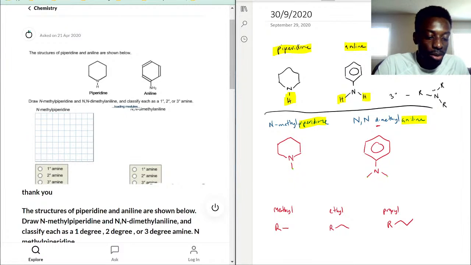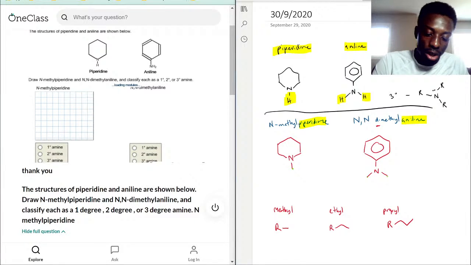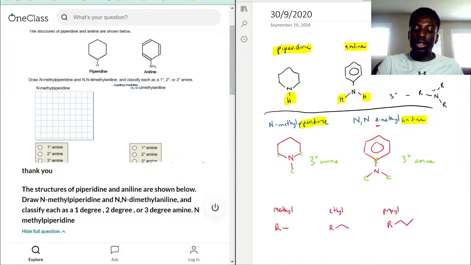And it's asking you for the primary, secondary, and tertiary labels for this new stuff. So N-methylpiperidine, look at it. You notice there is indeed a carbon here and a carbon here, along with the one that we discussed. So this one is going to be a tertiary amine. And here as well, we know this is going to be a carbon. That's what a benzene ring is, it's always carbons. And this is going to be a carbon here, and this is going to be a carbon there. So this is also a tertiary amine. So both of these are tertiary.